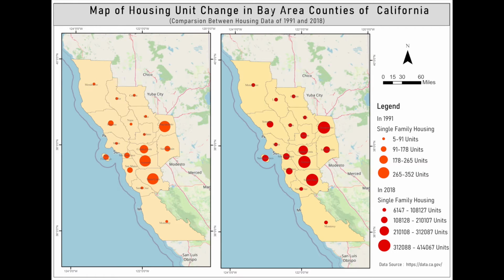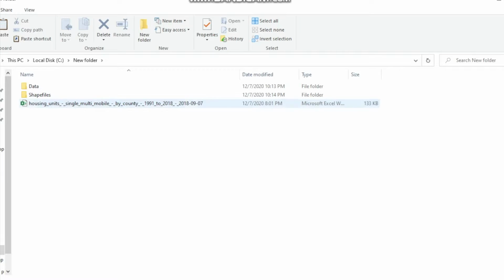Hi classmates, today I will be presenting my Geology 172 final GIS project, and I'm going to be making a map comparison between 1991 and 2018, and the map is going to show unit change in the Bay Area. The first thing I did was go to ca.gov and download a data set on housing units.